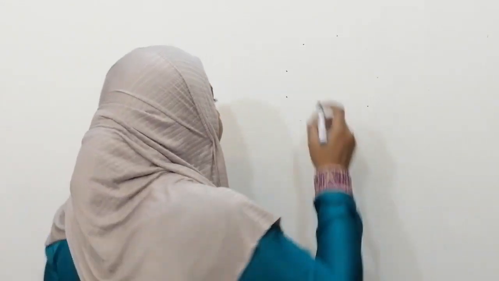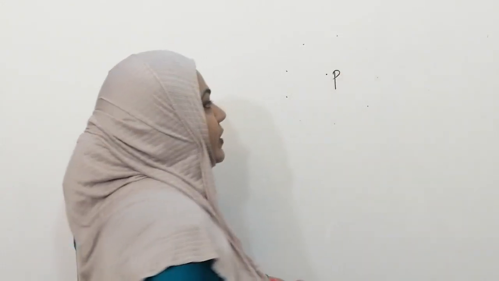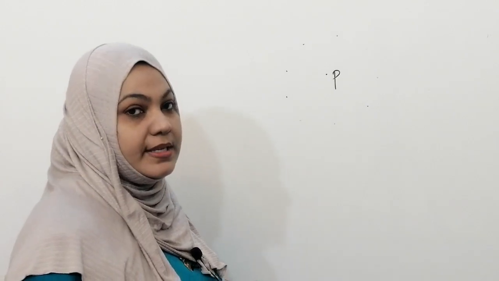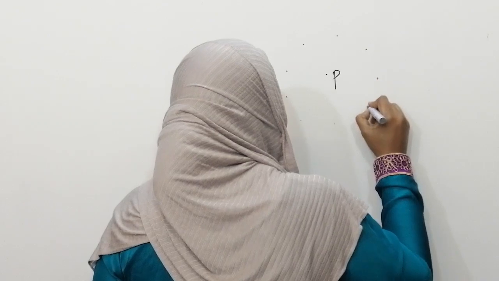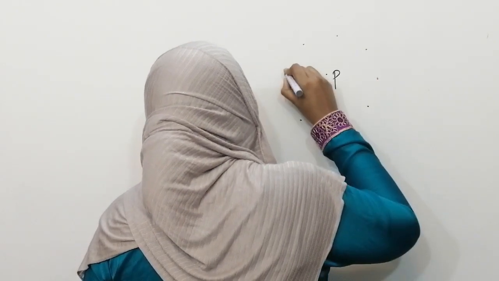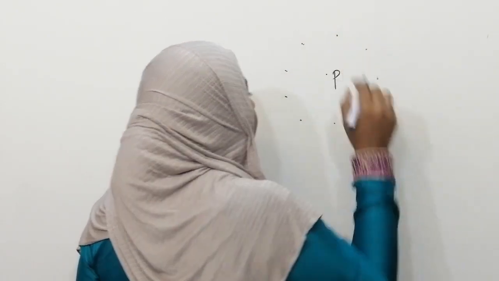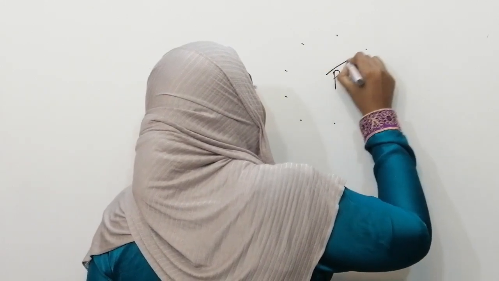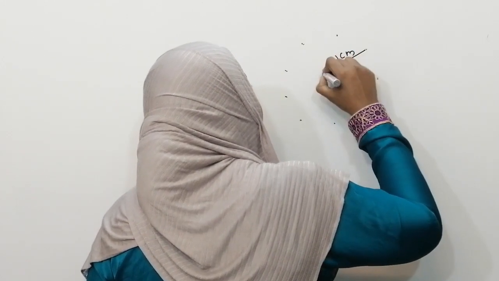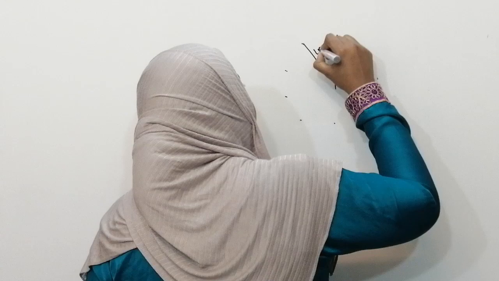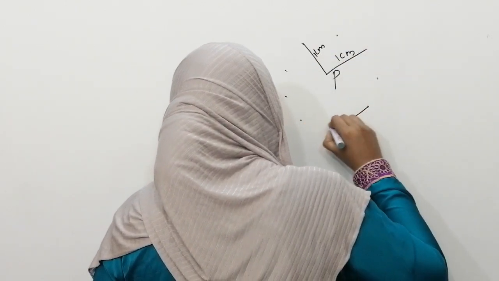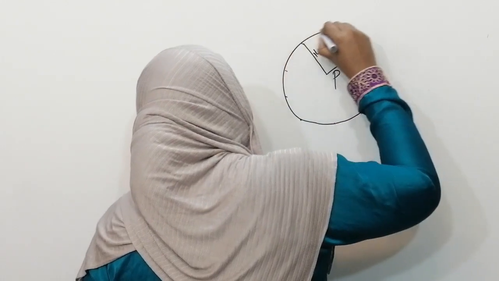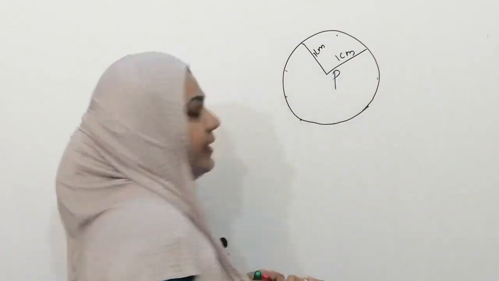Let's start with a point P. So I am marking all the other points which are equal distance from this point P. You can see I am marking all the other points which are equal distance from this point. Suppose this point is 1 centimeter, this also 1 centimeter, like this. So now I am joining all the points. Wow, we get a circle.